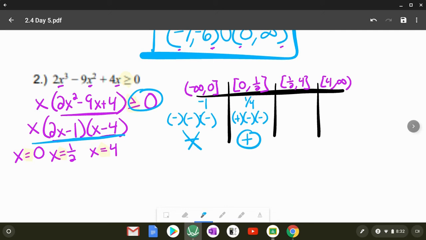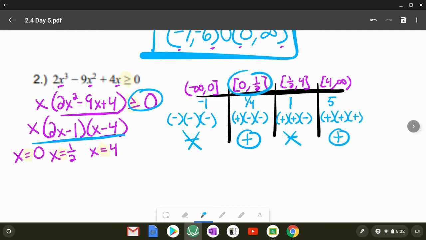In the next section, 1/2 to 4, I think a number that would be pretty easy is 1. So if I plug in the 1, I have a positive 1. 2 times 1 minus 1 would be a positive 1. And then 1 minus 4 would be a -3. So we have another negative. And then the last section, if you test 5, we have a positive 5, we have a positive 9, and we have a positive 1. So that would be a positive.